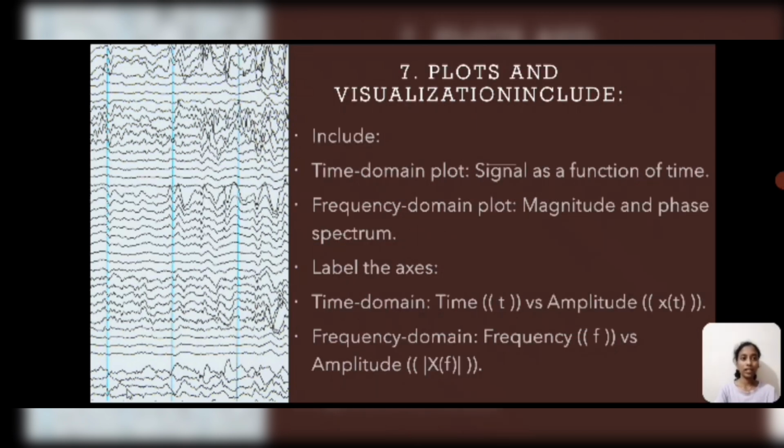Plots and visualization include time domain plot, signal as a function of time. Frequency domain plot, magnitude and phase spectrum. Label the axis. Time domain, time t versus amplitude x(t). Frequency domain, frequency f versus amplitude |X(f)|.